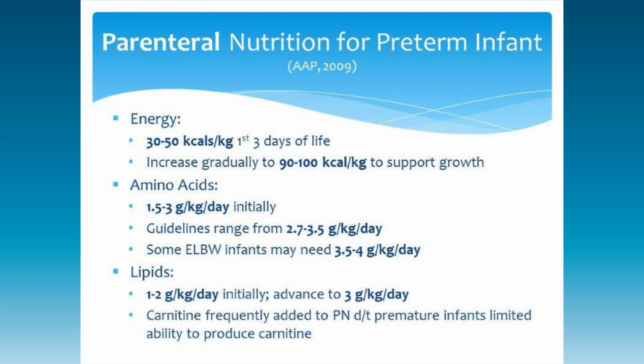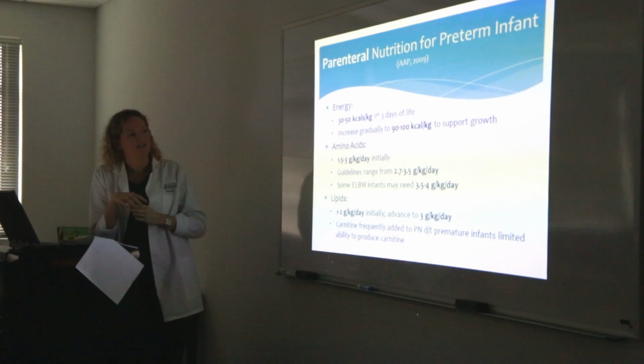For parenteral, you'll see with enteral it's a lot higher, because with parenteral it's going right into the bloodstream, bypassing the GI tract. Your amino acids, 1.5 to 3 grams per kilogram per day initially, and then in general, the goal could be anywhere from 2.7 to 3.5 grams per kilogram. Some of the extremely low birth weight infants could be up to 4 grams per kilogram. Just want to monitor their labs, make sure they're tolerating it.